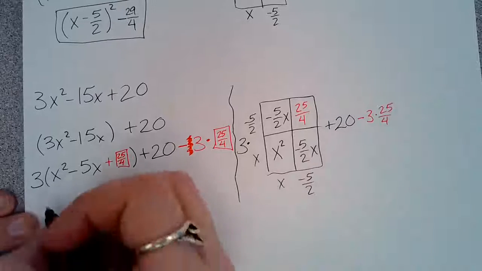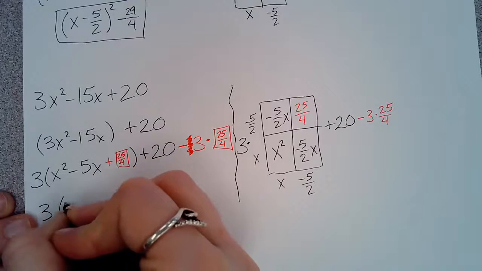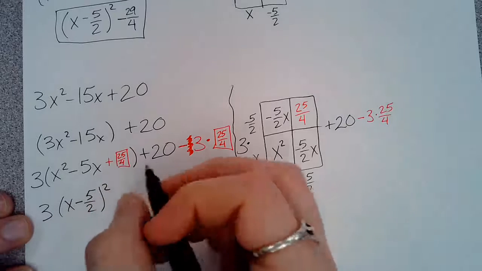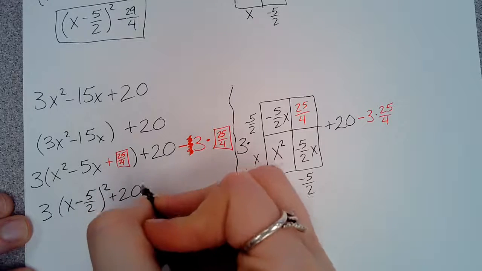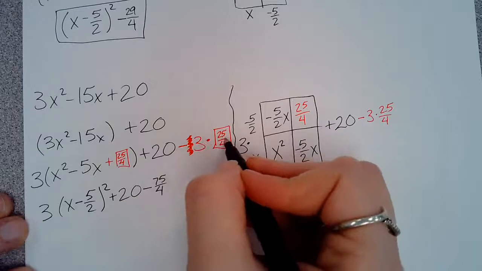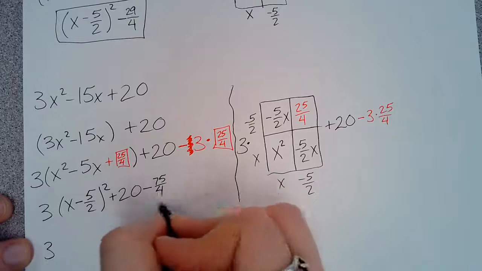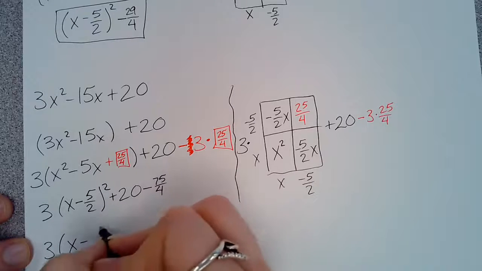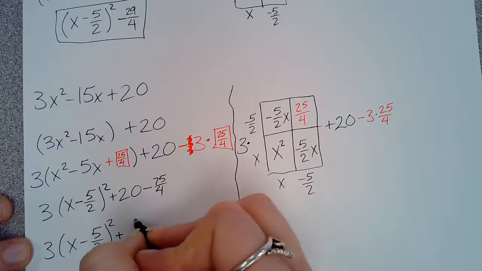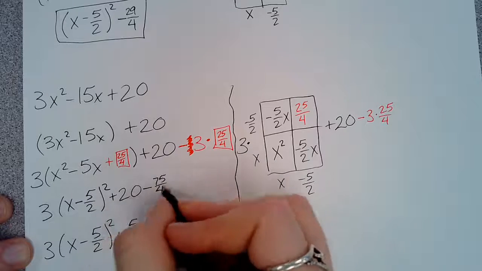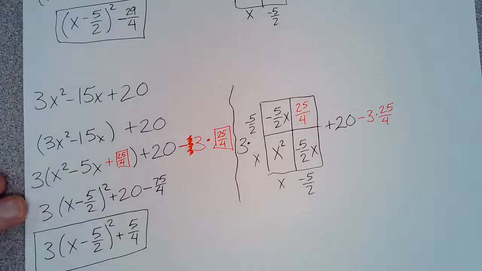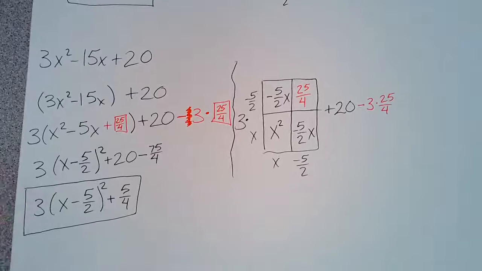So now we have 3 times x minus 5 halves squared plus 20 minus 75 fourths, because I have to multiply this by 3. And I'm still going to simplify this last bit right here. So 3 times x minus 5 halves squared plus 5 fourths. 20 minus 75 fourths is 5 fourths. So that would be finishing the completing the square on that one.